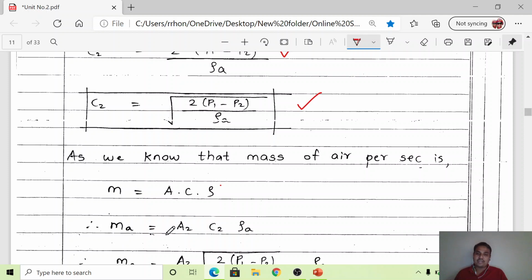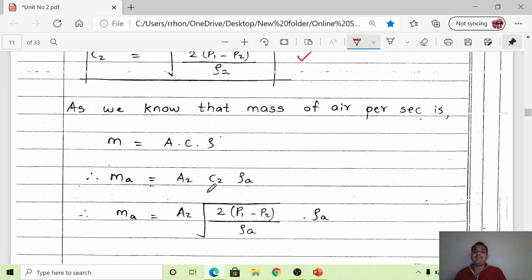Mass of air at section 2 is equal to A2 into C2 into density of air. A2 stands for the area of the throat section, and C2 stands for the velocity of the air at the throat section. So this is again very important.